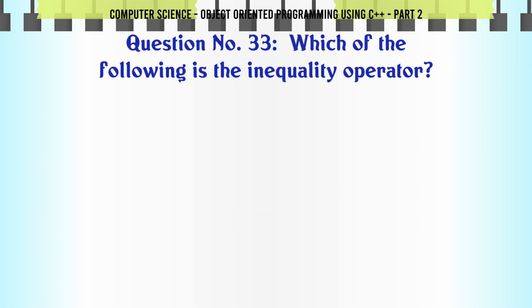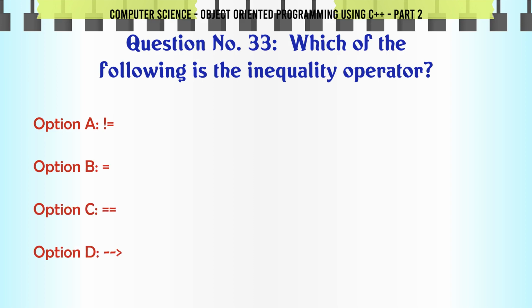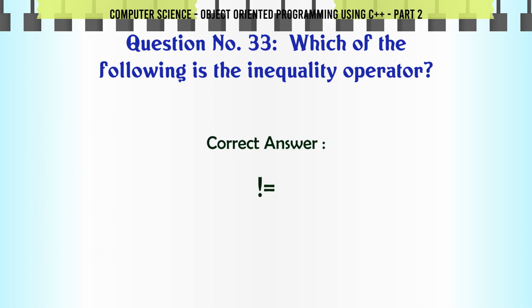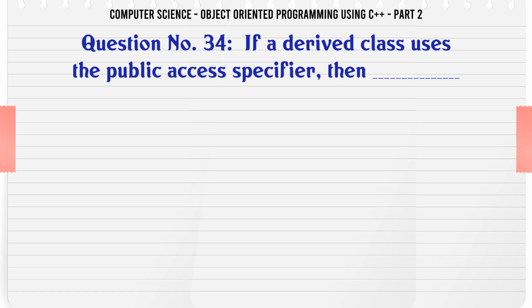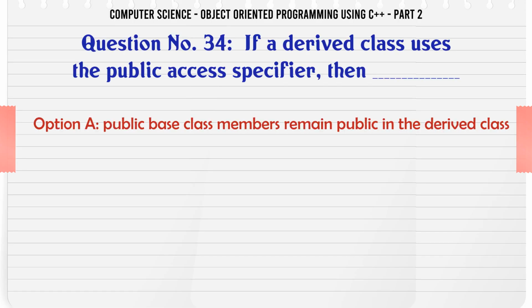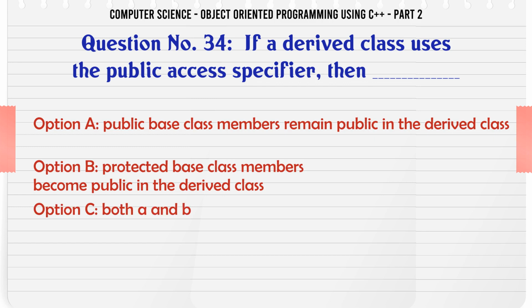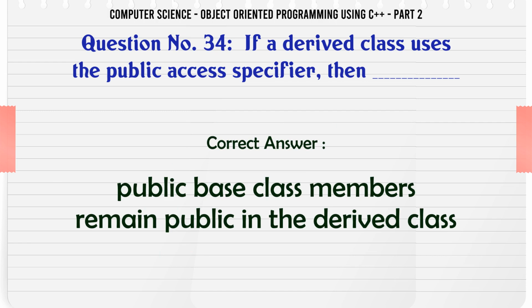Which of the following is the inequality operator? A, B, C, D. If a derived class uses the public access specifier, then: A. public base class members remain public in the derived class. B. protected base class members become public in the derived class. C. both A and B. D. neither A nor B. The correct answer is public base class members remain public in the derived class.